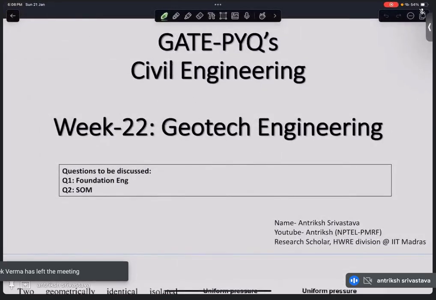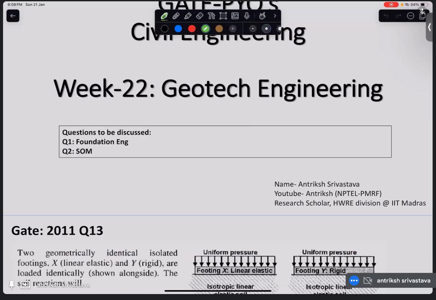So we'll have a geotech session today. Three simple questions. We'll discuss three questions. First is going to be related to foundation engineering. Second is soil mechanics, and third also soil mechanics, classification of soil. So let's start our session.